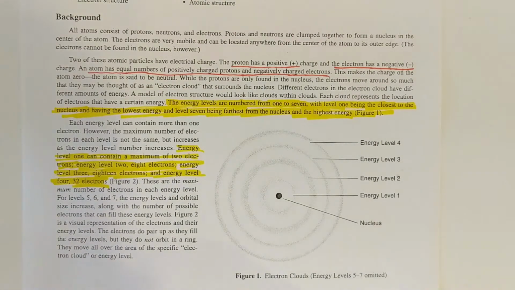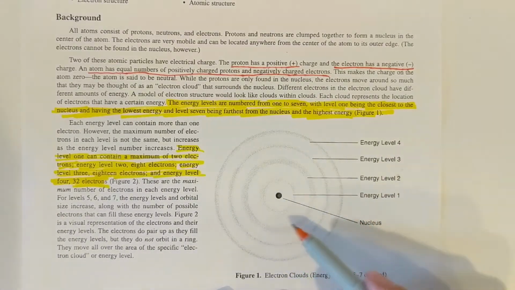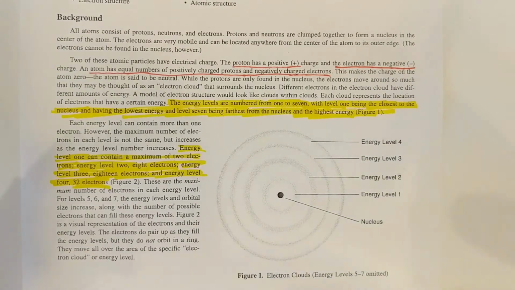So you can imagine how rings, and here's a good diagram you could use to imagine, how rings around the nucleus, as you get farther and farther out, they get larger and larger. And you have more and more space to fit more and more electrons.